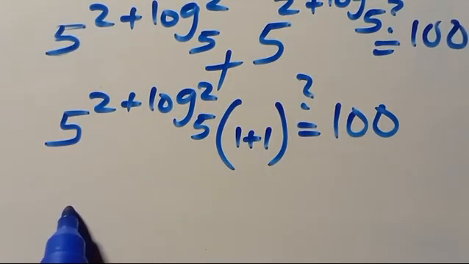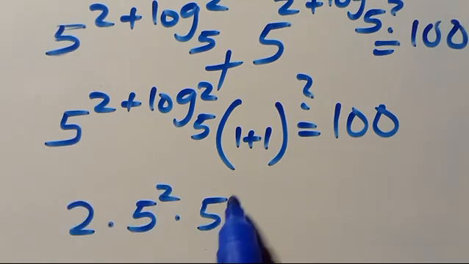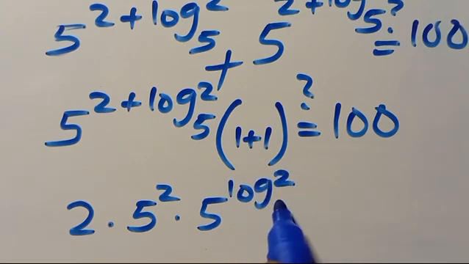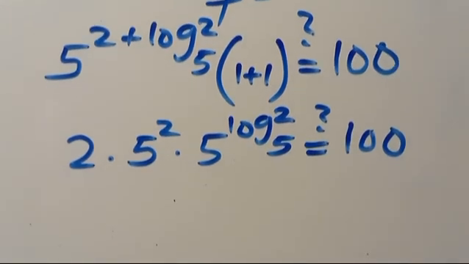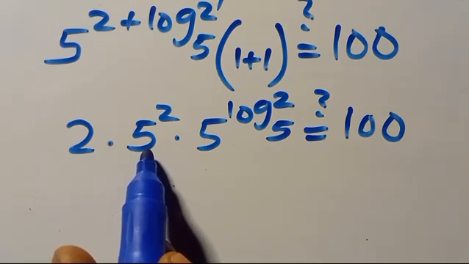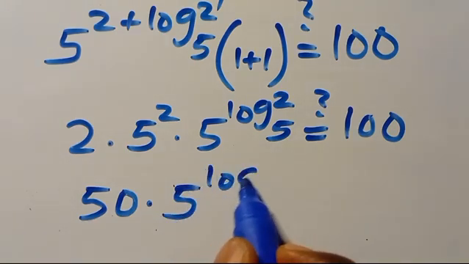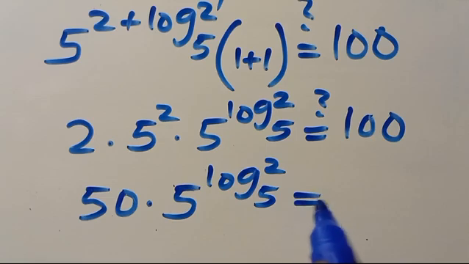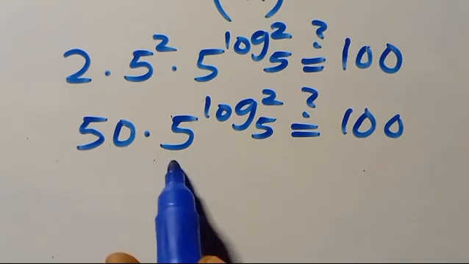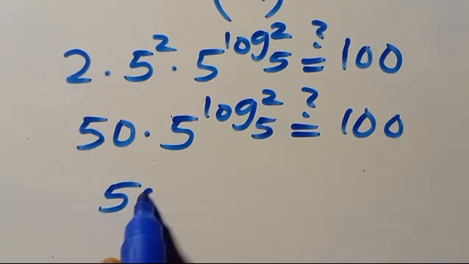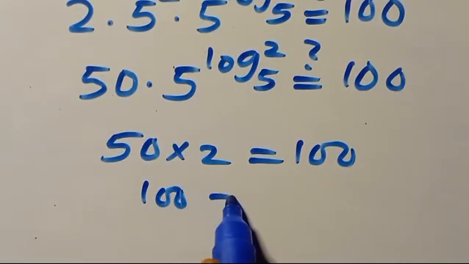1 plus 1 from here will give us 2 times 5 to the power of 2 times 5 to the power of log 2 in base 5. It's going to give us 100. 5 to the power of 2 is 25, times 2 will give us 50, times 5 to the power of log 2 in base 5 is going to give us 100. The same base output will be 50 times 2 equals 100. 100 equals 100.